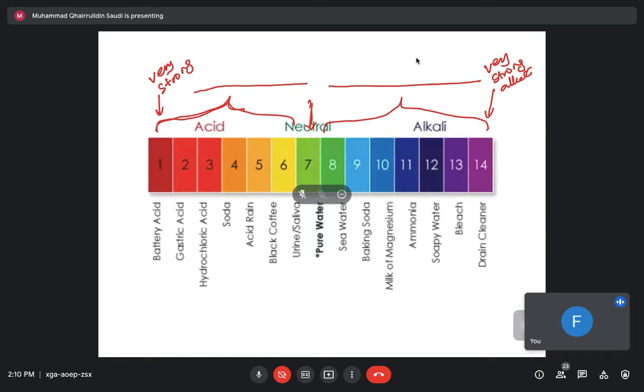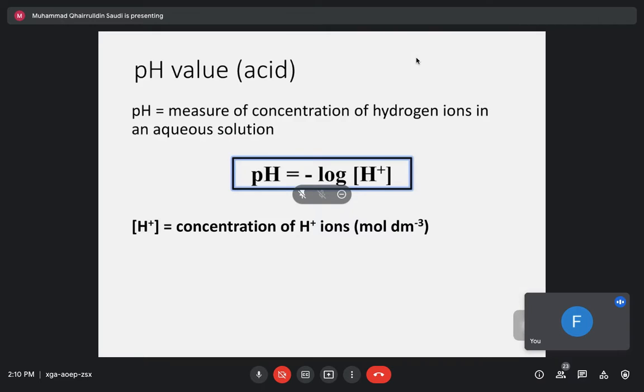Alright, so the first thing, kenapa slide tak keluar lagi? Awak nampak slide apa sekarang? What slide do you see right now? pH value. Is it the colourful one or pH value acid? Dah? Nampak?